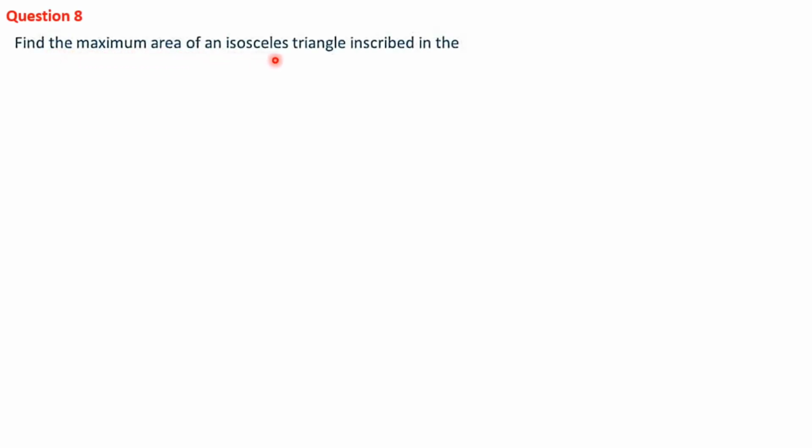Next we shall discuss question number 8. Find the maximum area of an isosceles triangle inscribed in the ellipse x squared by a squared plus y squared by b squared is equal to 1, with its vertex at one end of the major axis. An ellipse is given to us, and an isosceles triangle is inscribed inside the ellipse. That is the question, and we have to find the maximum area.